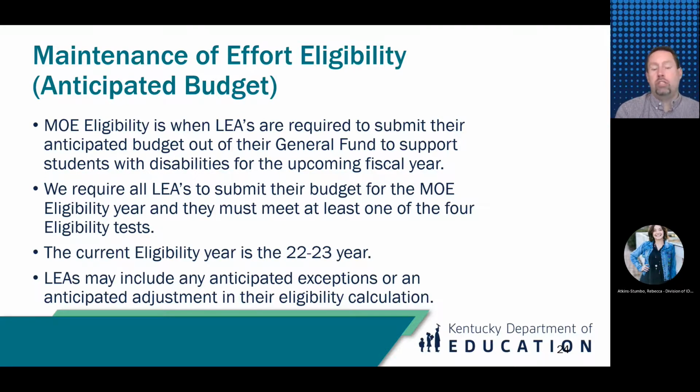You're going to be checked on your expenditures through MOE compliance, and that's where they're going to look and where you can get dinged on, not expending enough. For maintenance of effort eligibility, you just want to make sure and budget enough to where you meet one of the tests.